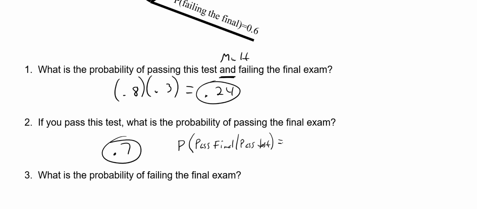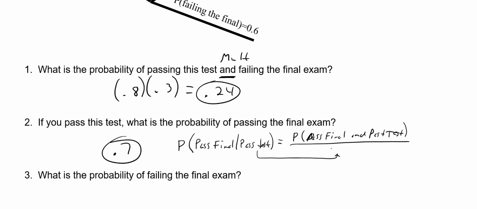Okay? So if I can figure this out, which you guys should know, that's the probability of passing the final and passing the test. Right? It's the probability of both those occurring divided by the probability of passing the test. So you could do it that way and it would work.